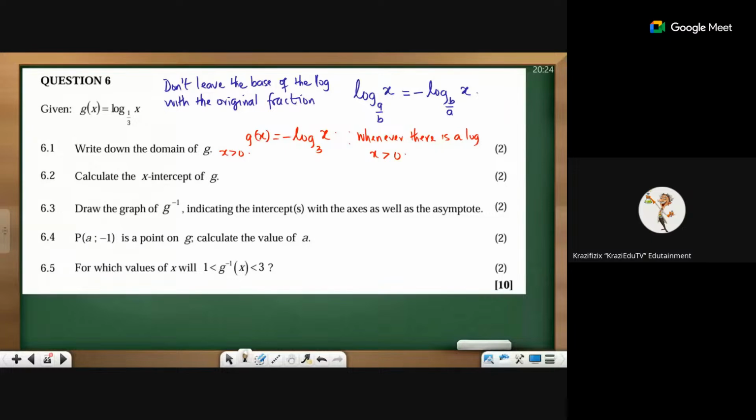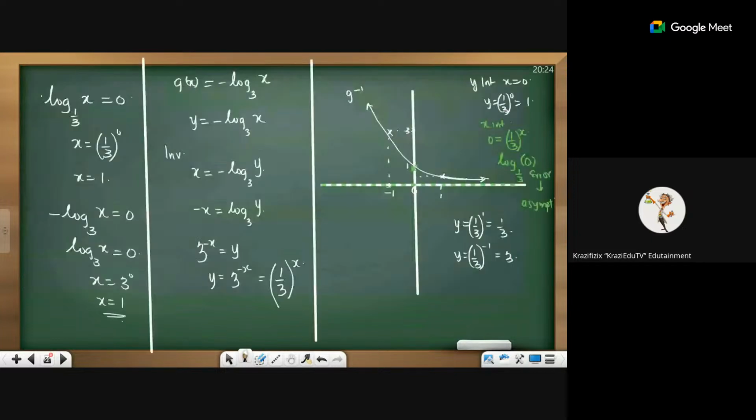Quickly. They said indicate the intercept. Can we see? Indicate as well as the what? Asymptotes. Did we indicate the intercept? Always. Can you see? 1. Did we indicate the asymptote with a dotted what? Line. Please, very, very important.